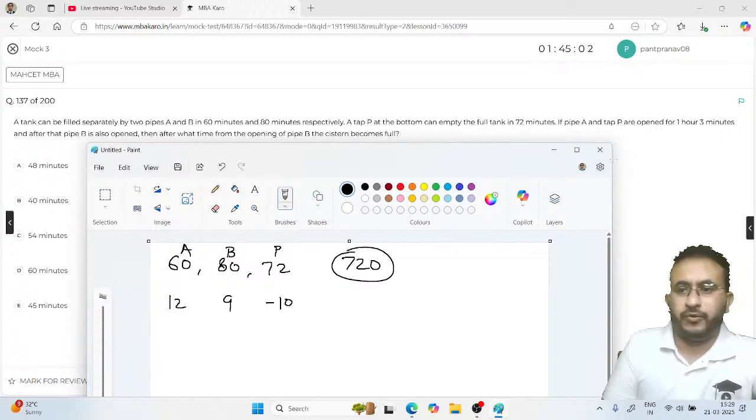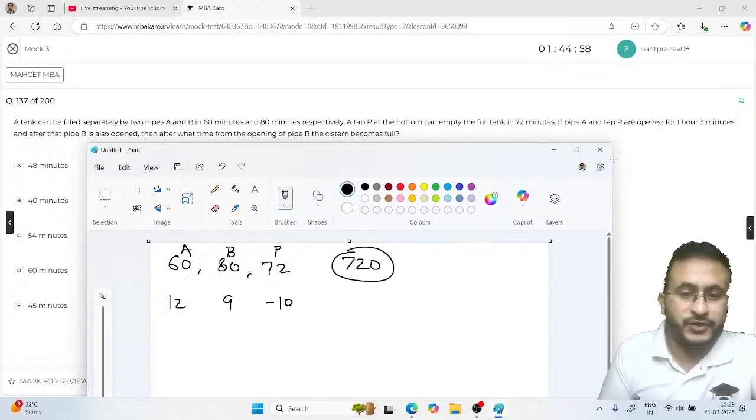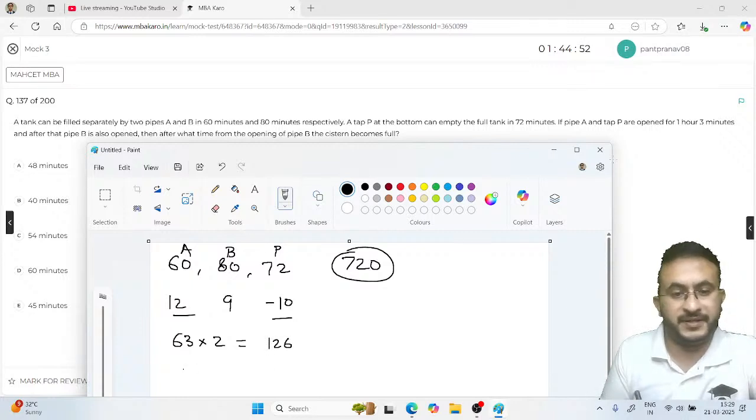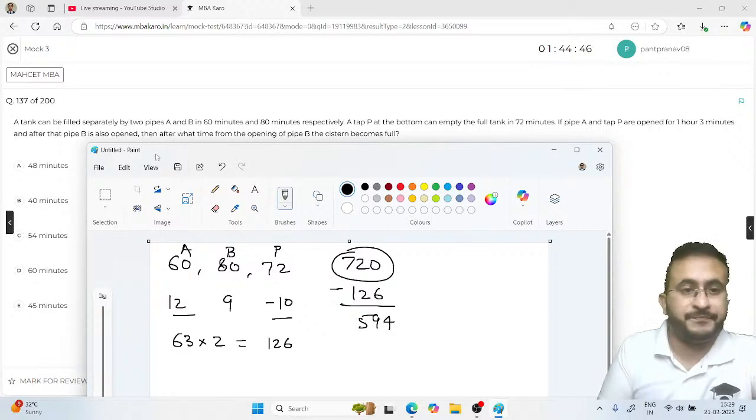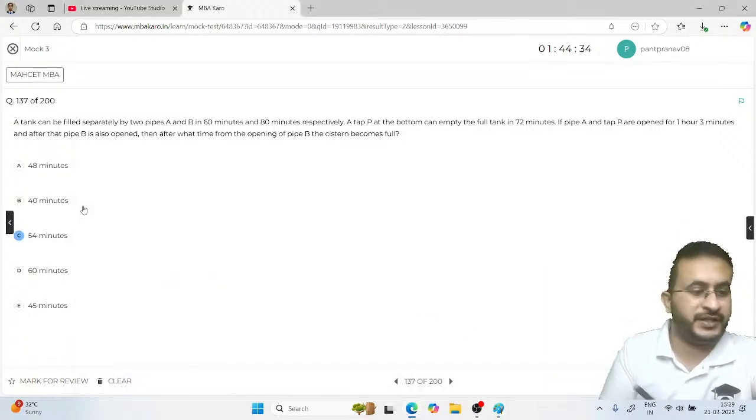A and P are open for 1 hour 3 minutes. Okay, so in 63 minutes they are filling 2 per minute, that is 126 is filled, right? Remaining, subtract 126, that is equal to 594. And after that pipe B is also opened, so they will fill 21 minus 10, 11, so 11 will give us 54. So it will take 54 minutes to fill the tank after.